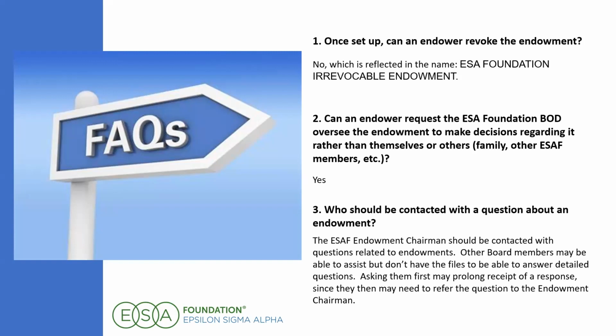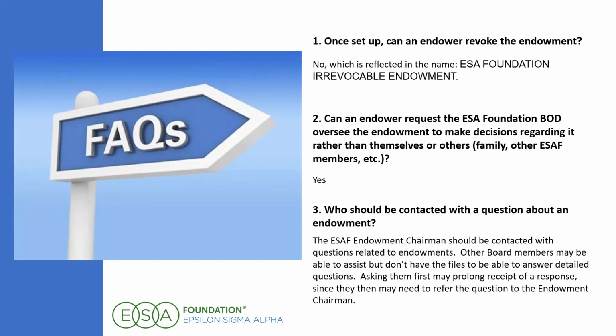And then who should be contacted with a question about an endowment? Well, primarily the foundation endowment chairman should be the primary contact. Although questions are often asked of other board members, and there are some questions that they may be able to assist with if they have that information, they don't have the files to answer any detailed questions.